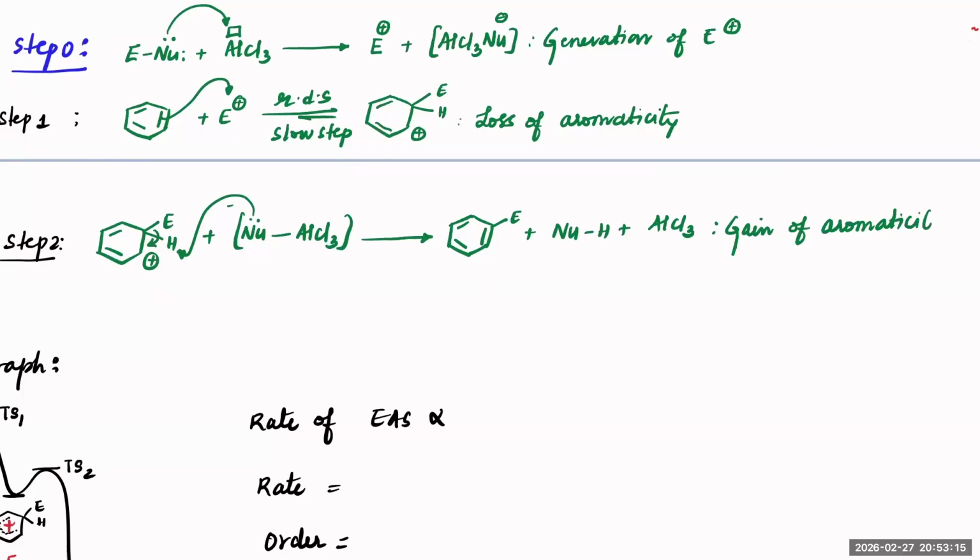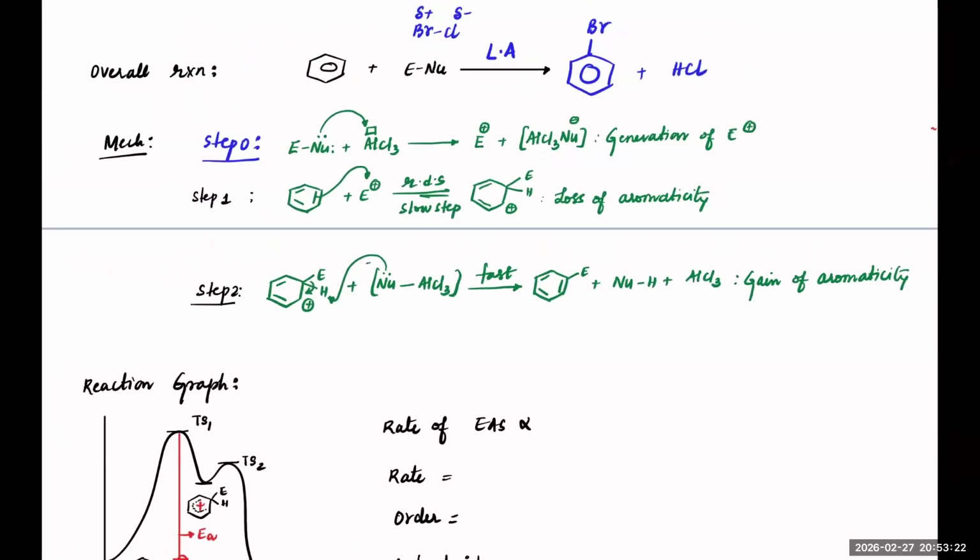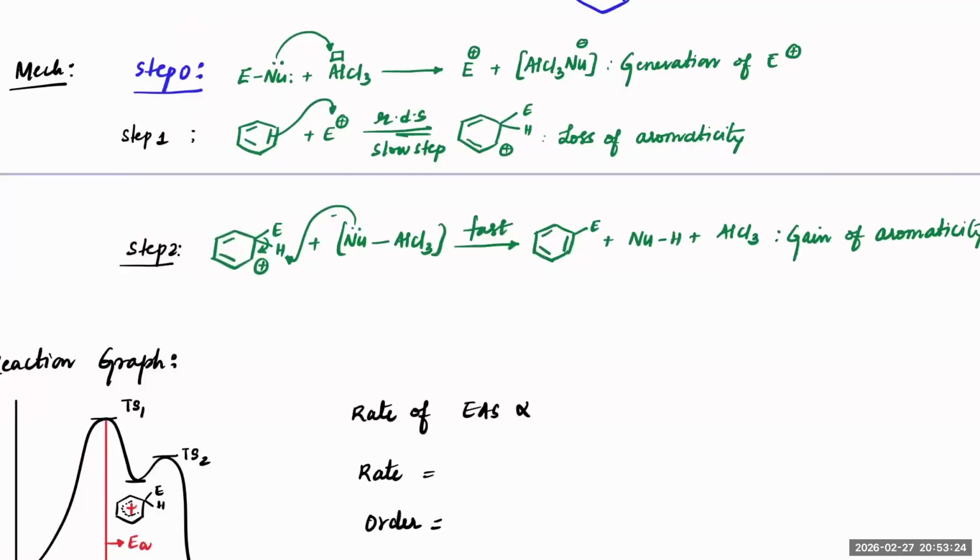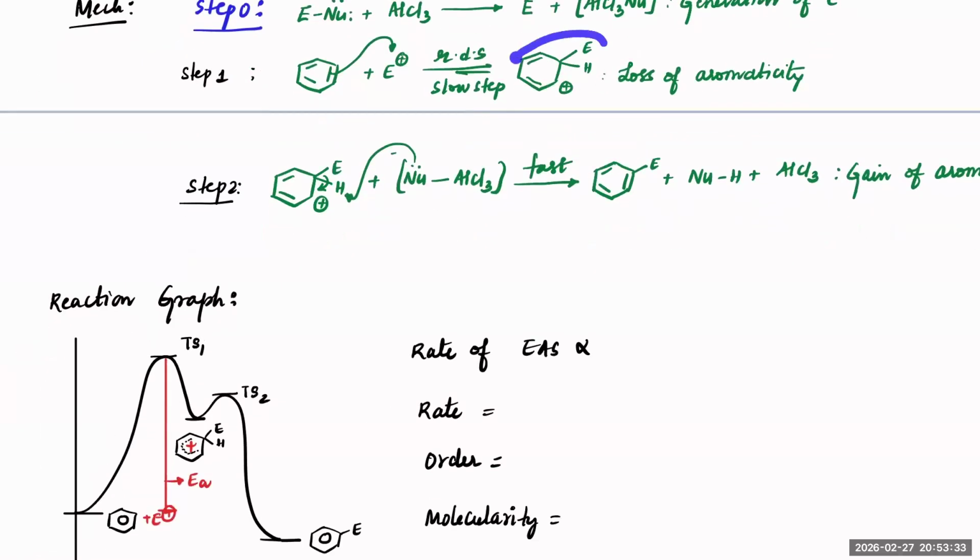So because it is gaining the aromaticity back, it will be a fast step. Okay. So this is how the reaction proceeds, everybody. Three steps literally: step 0, 1, 2. Now if you may have checked properly here, this is an intermediate.